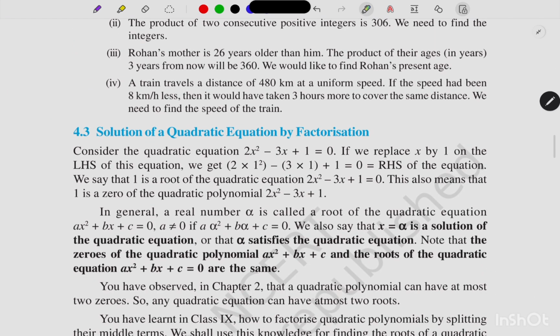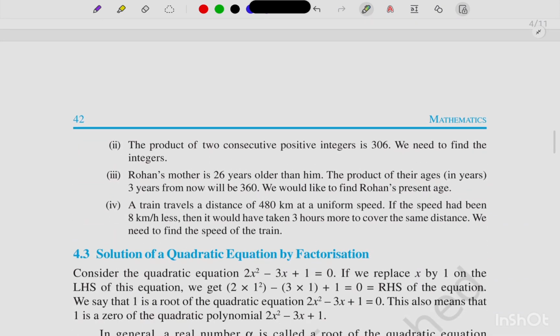Next, a train travels a distance of 480 kilometers at a uniform speed. If the speed had been 8 kilometers per hour less, then it would have taken 3 hours more to cover the same distance. We need to find the speed of the train. Let its speed be x. We know that speed multiplied by time is the distance, so the time is 480 divided by x hours.